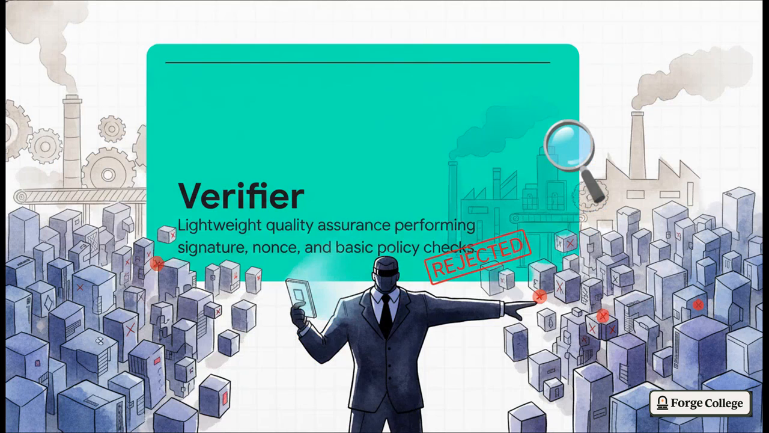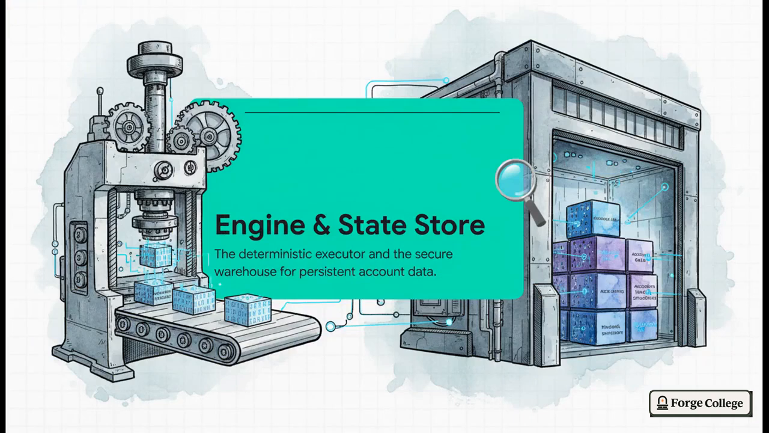But before anything actually gets built, it's got to get past the verifier. This is your lightweight QA scanner doing signature, nonce, and basic policy checks. I like to picture the verifier as a massive, unforgiving bouncer checking IDs at the door. It just immediately tosses out invalid inputs before they can sneak in and waste any of the factory's heavy-duty manufacturing energy. And then finally, we reach the big guns, the heavy machinery.